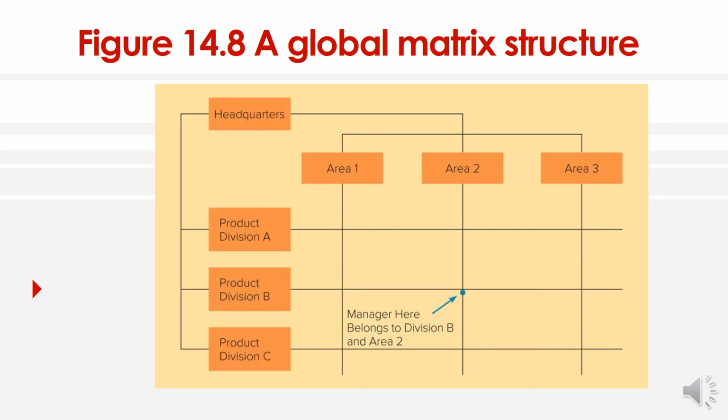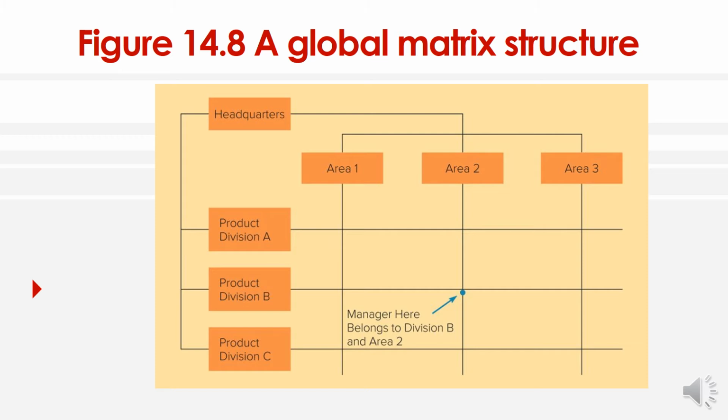Figure 14.8, a global matrix structure. For a global matrix structure, it's about product divisions and we have areas. How many areas you have in your organization depends. So how do we describe the global matrix structure?